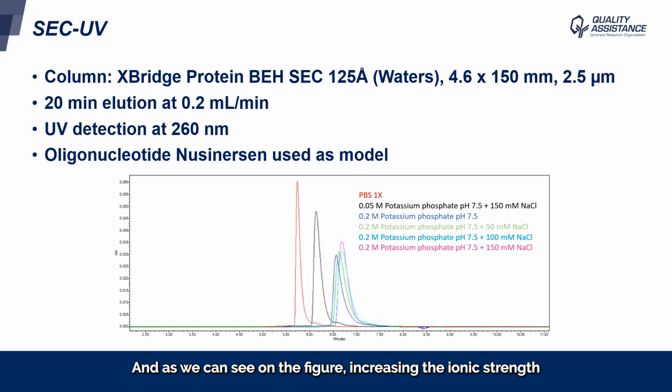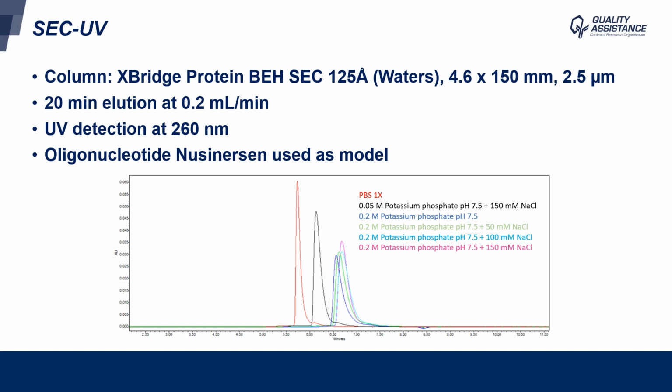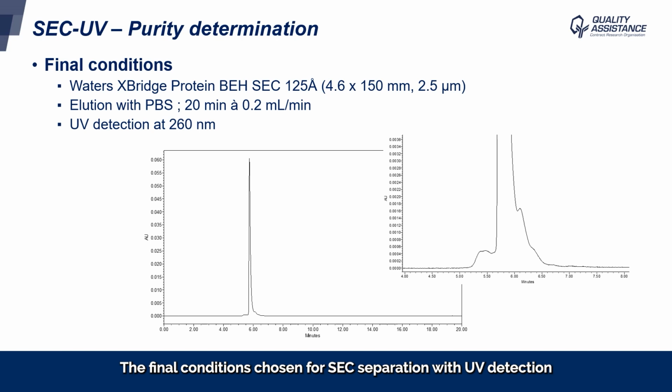And as we can see on the figure, increasing the ionic strength led to a delayed retention time, and peak shape was not improved. At high potassium phosphate concentration, we see a large peak, and increasing the salt concentration did not improve the overall peak shape. At a low concentration of phosphate buffer, the oligonucleotide elutes as a sharp peak, and based on this, it was decided to keep a low overall phosphate concentration in the mobile phase for the elution. The final conditions chosen for SEC separation with UV detection were PBS with this BEH 125 SEC column.